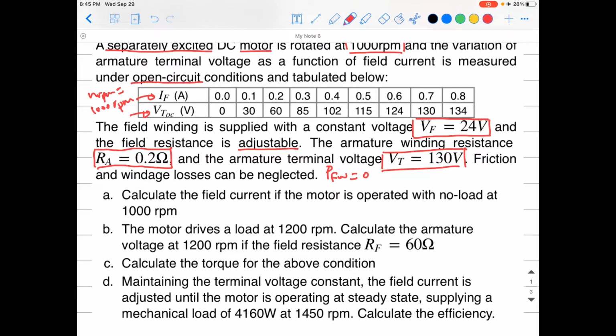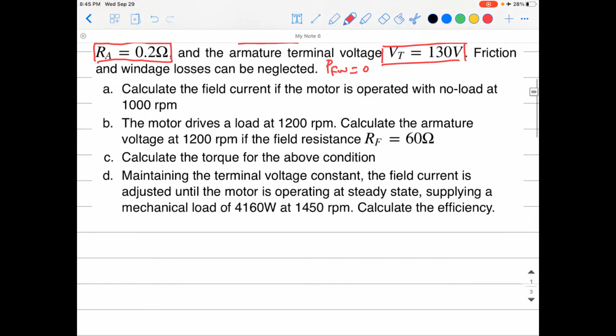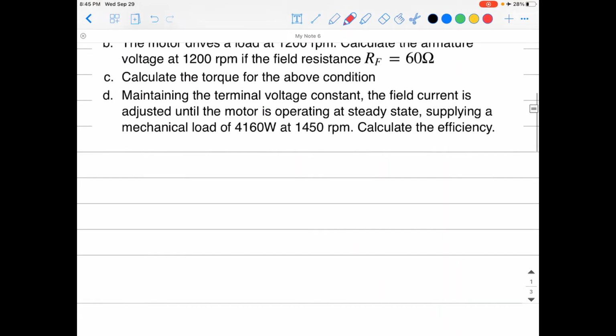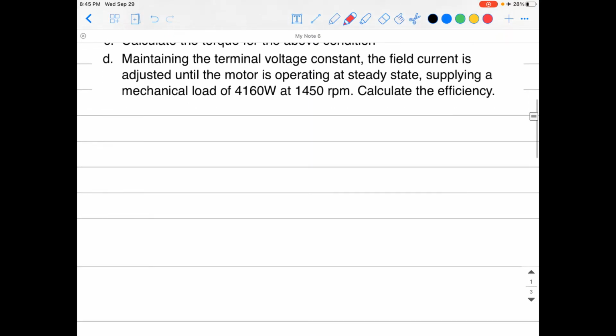So at this condition where this table has been taken. Okay, so we need to calculate the field current. Easy enough. You have the table that represents the relationship between the field current and the open circuit voltage. Okay, at 1000 RPM. So if you know the value for this voltage now, you can easily find IF. Okay, guys? So that's the whole point of this. So that is the idea.